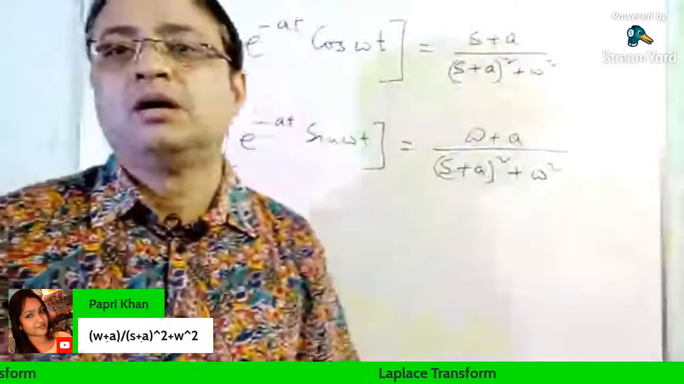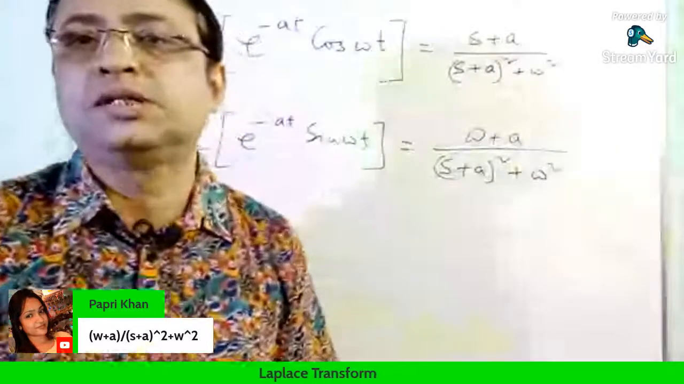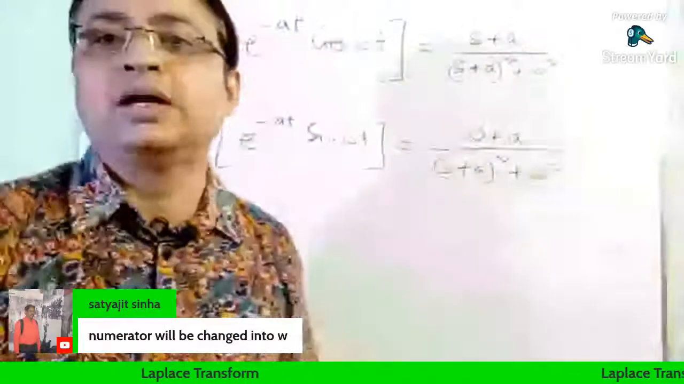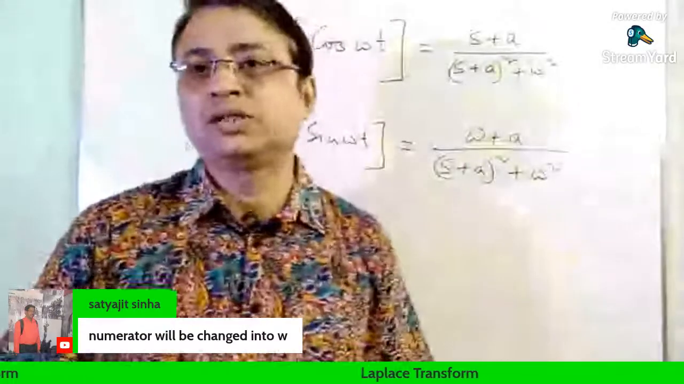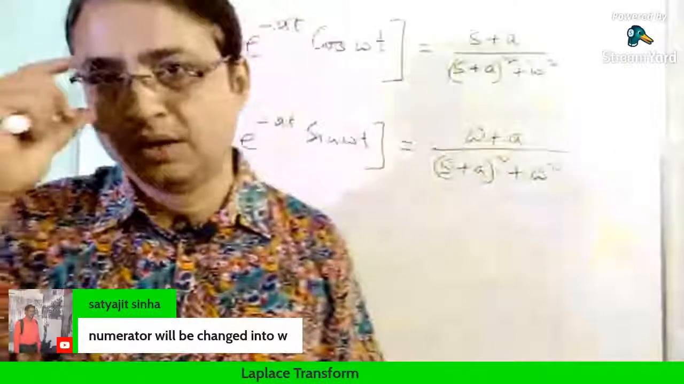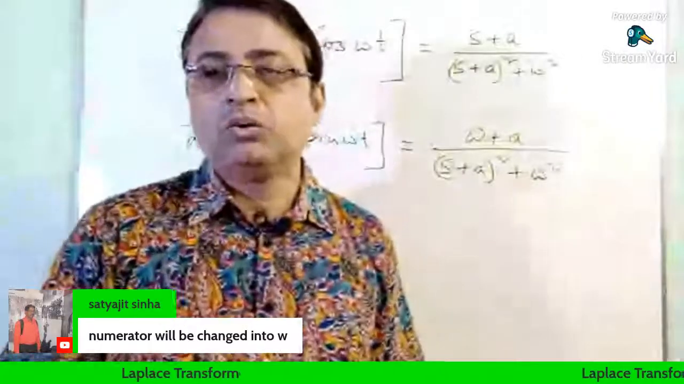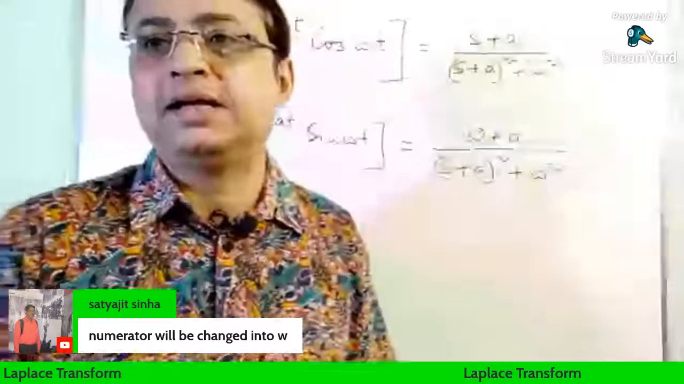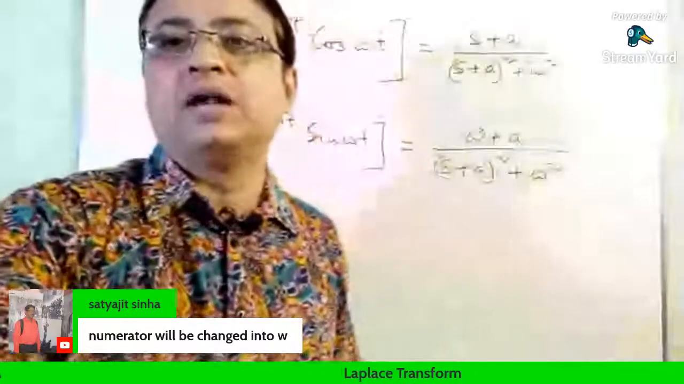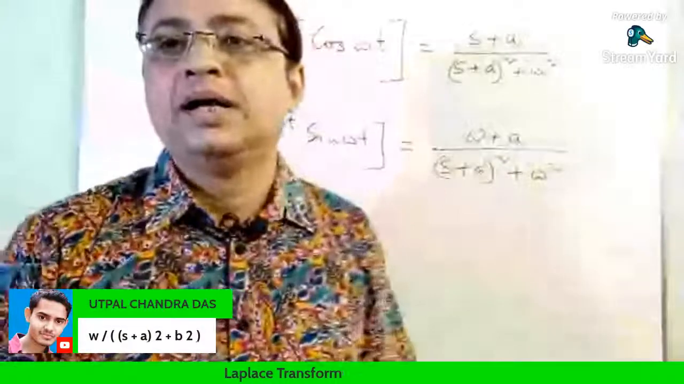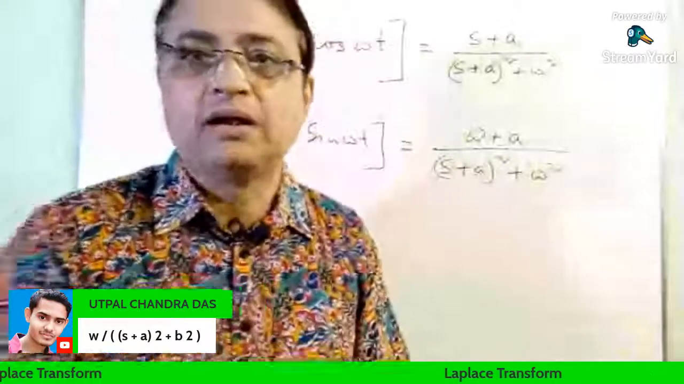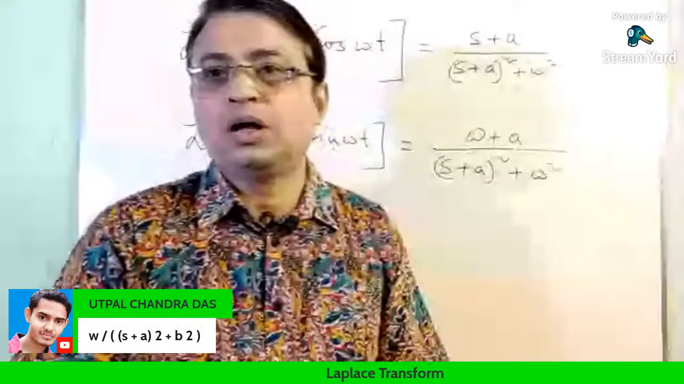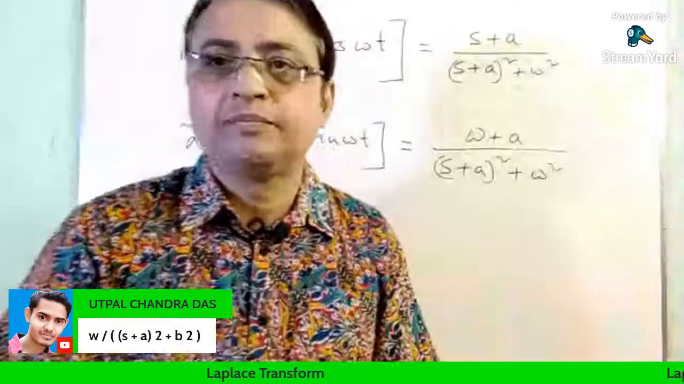Satyajit said that the numerator will be changed into omega. Okay, Satyajit is saying that the numerator value should be omega. Utpal is saying that its value is omega by s plus a whole square plus b square. Utpal, I can't get why it is b square.